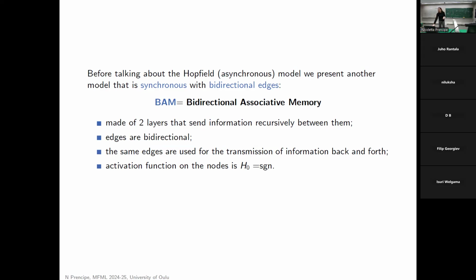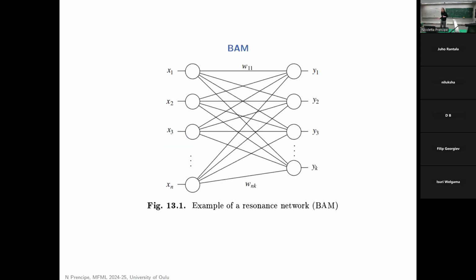So we have two layers. I'm going to show you a picture like this. And the arrows, it's not written, but the arrows need to be drawn with two points, like double arrows. Okay. What does this network do?